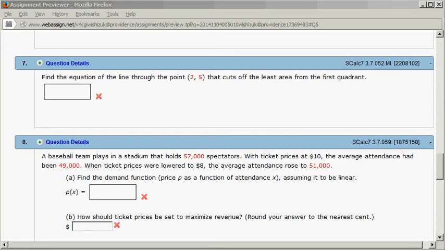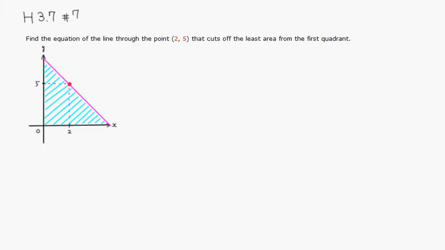Alright, let's look at homework 3.7, problem number 7. We want to find the equation of the line through this point that cuts off the least area from the first quadrant. I already drew the picture, so it's going to go through (2, 5), and we don't know the slope, so I'm going to call it slope m.